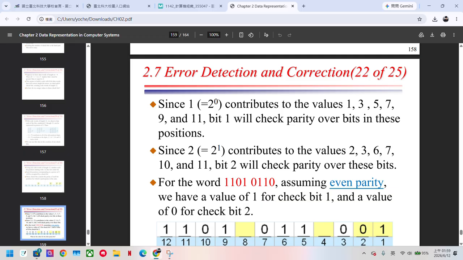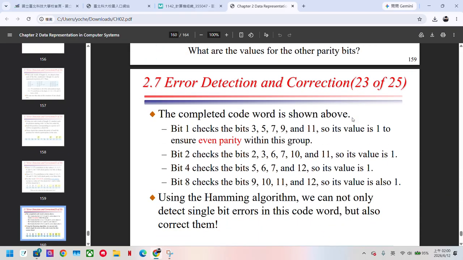Bit 1 checks parity over positions 1, 3, 5, 7, 9, and 11. Bit 2 checks positions 2, 3, 6, 7, 10, and 11. For the word 1101 0110, we calculate the parity values for the check bits. The completed code word ensures even parity within each group. Bit 4 checks positions 5, 6, 7, and 12, while bit 8 checks 9, 10, 11, and 12.